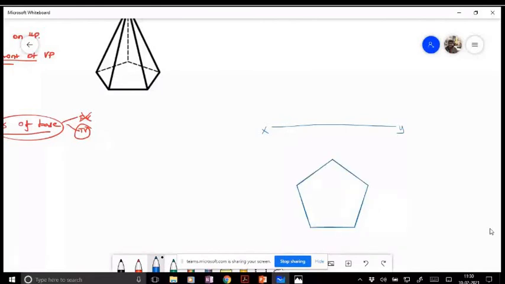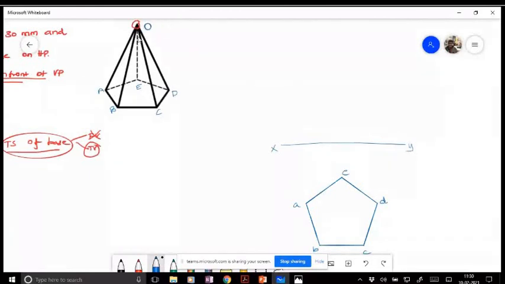Okay, so I have drawn the pentagon. Let's name it A, B, C, D and E. So I'll use the alphabets A, B, C, D and E. Now my question is, let's take the apex as O. Whether the AO line will be visible in the top view?